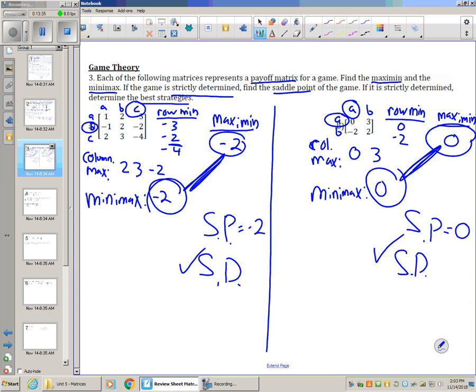Now another cool note to see here is that if you notice, the saddle points are both 0. That means that the payout is in favor of no one. This would be considered a fair game. Something kind of cool to keep in mind.